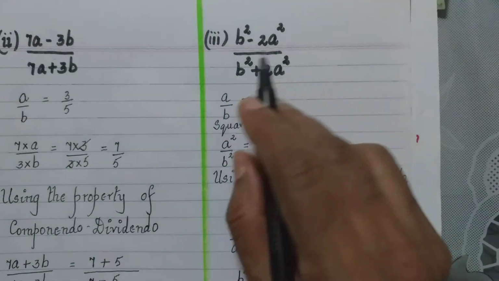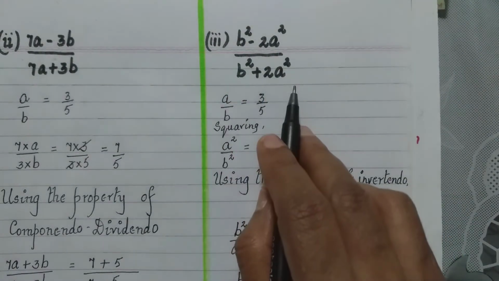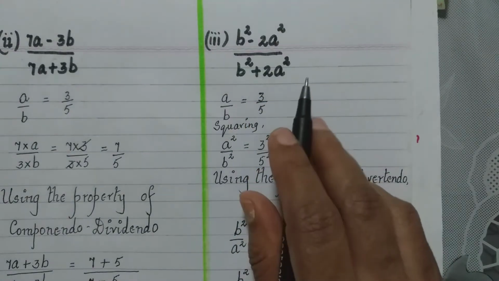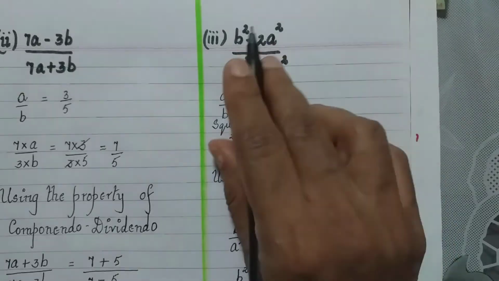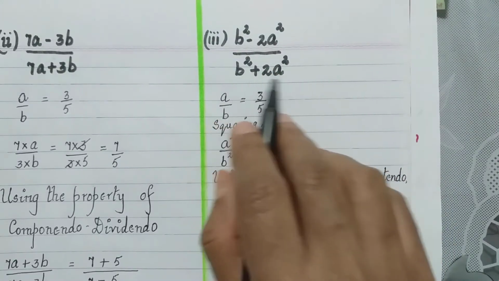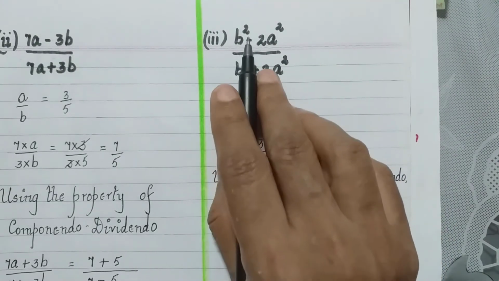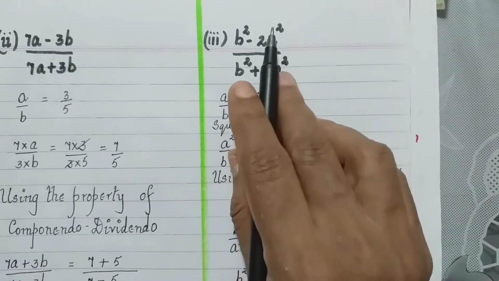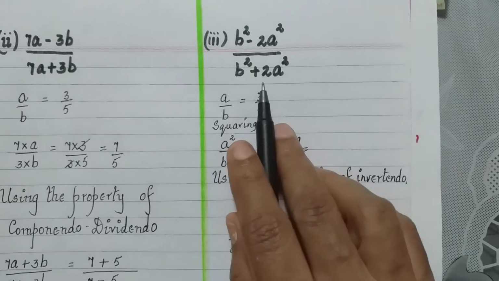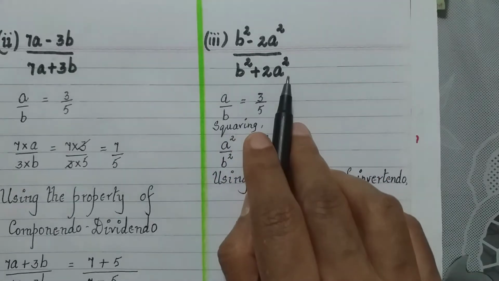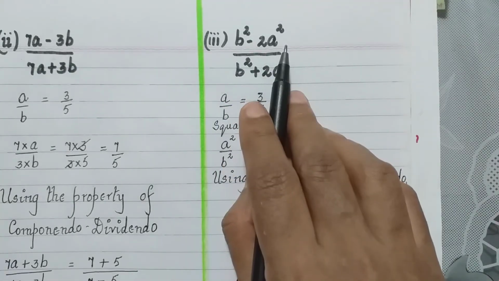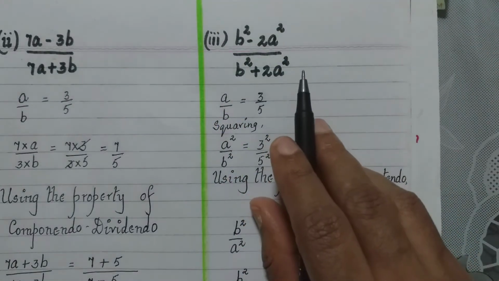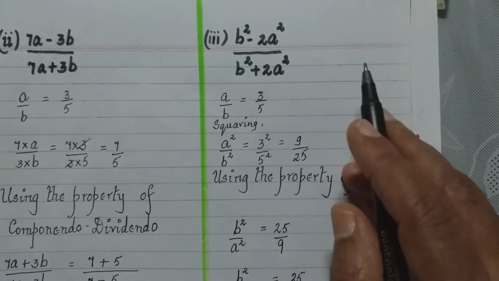B square minus 2A square upon B square plus 2A square. Do we have to use componendo dividendo? Yes. But is this exactly componendo dividendo? No. Componendo dividendo has plus in the numerator and minus in the denominator. So first we use componendo dividendo and find out what is B square plus 2A square upon B square minus 2A square, and then use the property of invertendo.